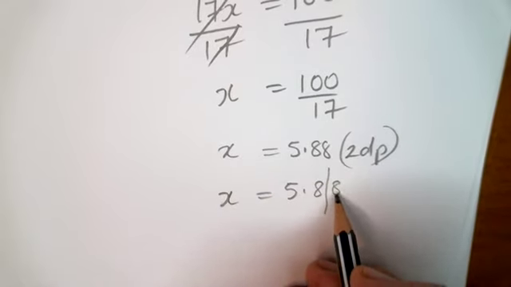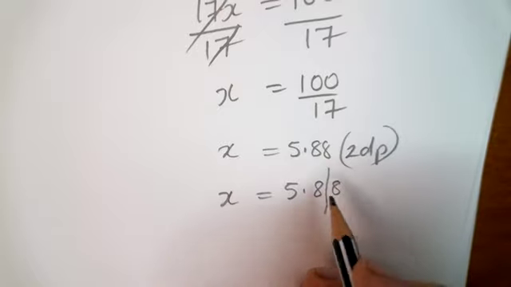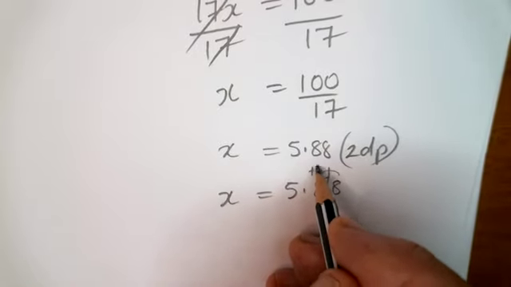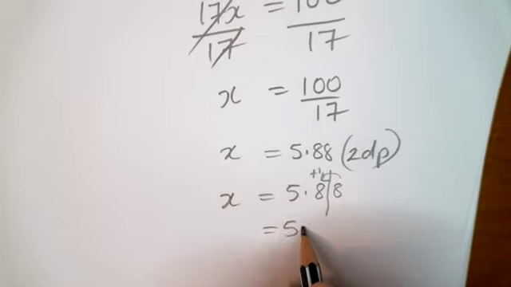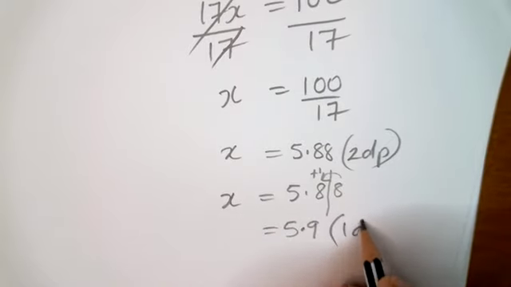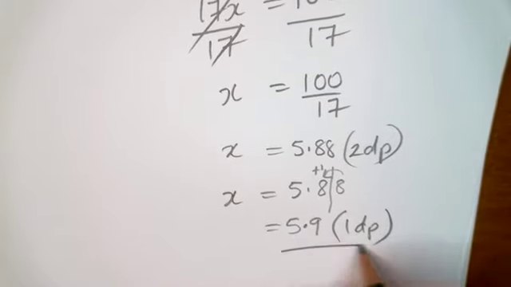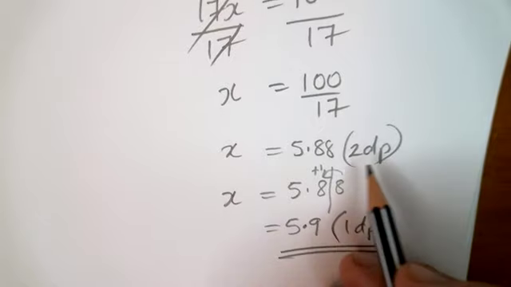So you check the number before it. Is it 5 or more? It is, so we bump up this by 1, so it equals 5.9, and that's to 1 dp now. So lots of ways of expressing the answer. You choose.